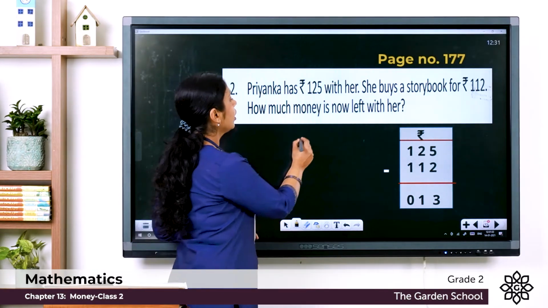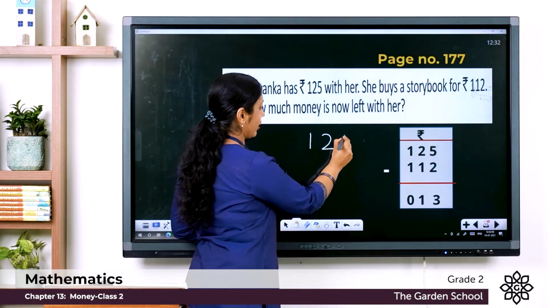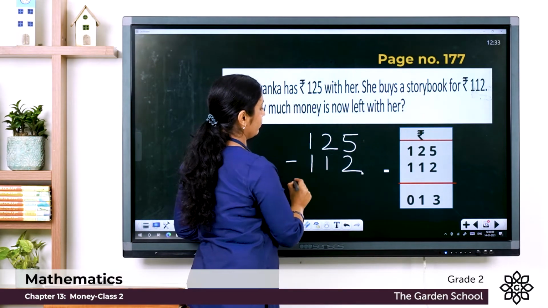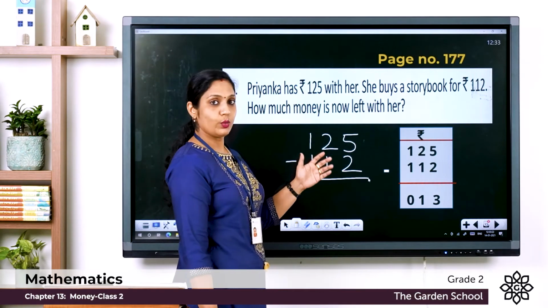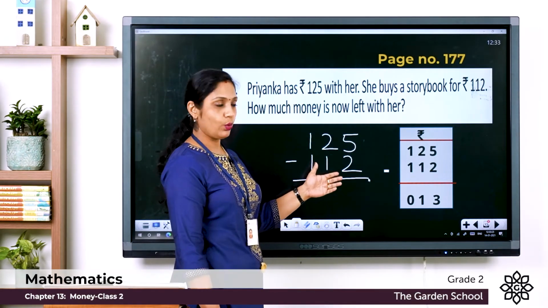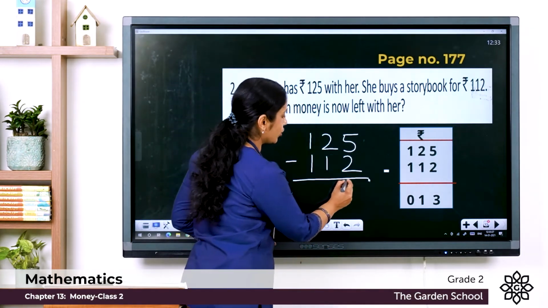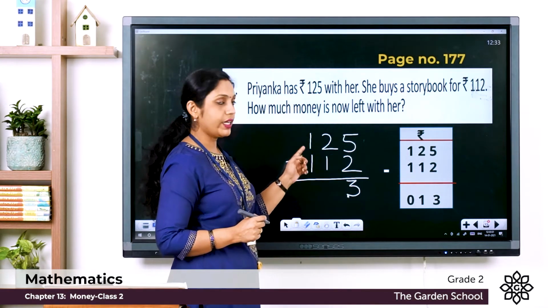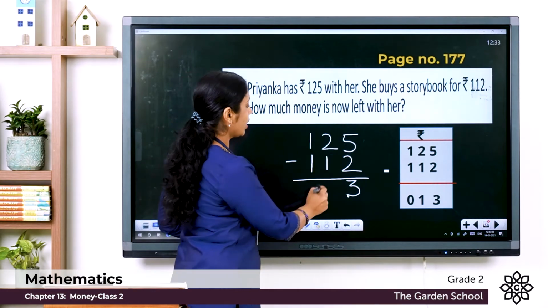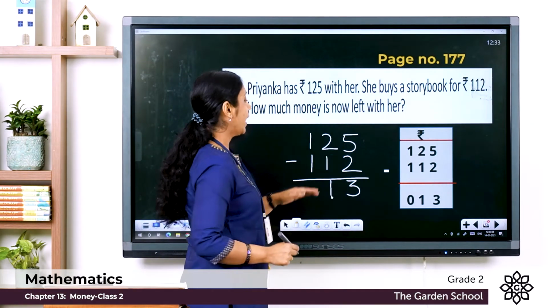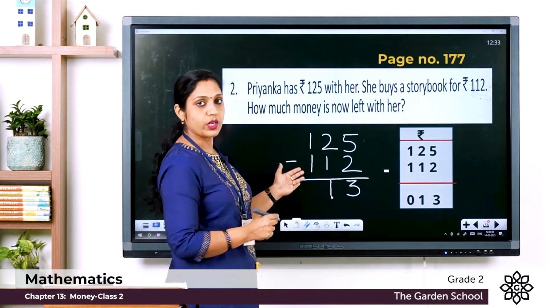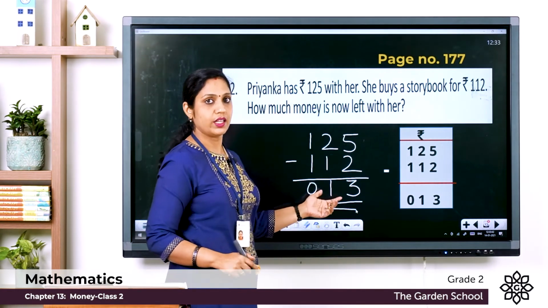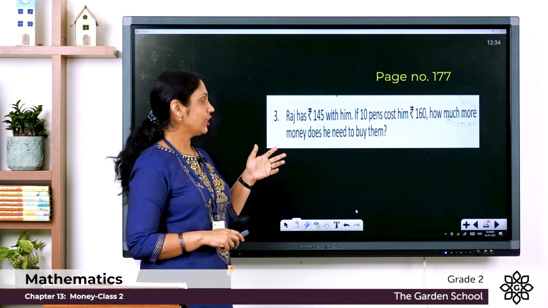So let's do that. So 125 minus 112. Here we have 5 minus 2 in the ones place. So 5 minus 2 is equal to 3. Next we have in the tens place 2 minus 1. So 2 minus 1 is 1. And in the hundreds place we have 1 minus 1 and that is 0. So how much is left with her? It is rupees 13. Let's move on to a third question.